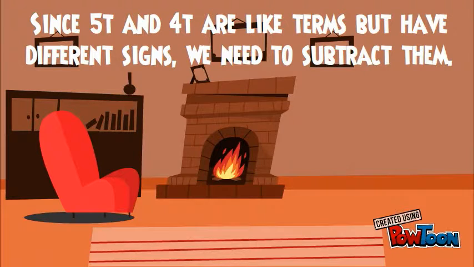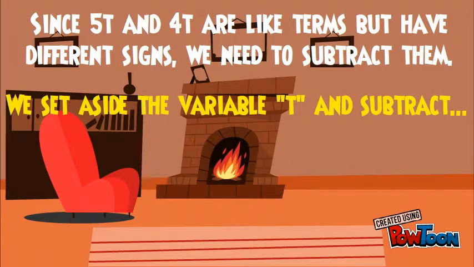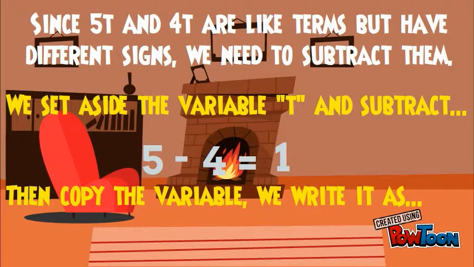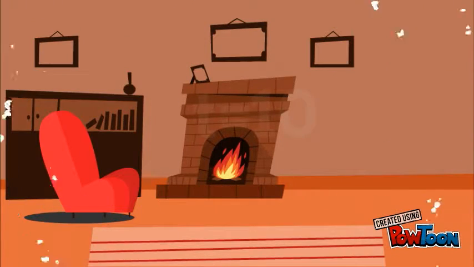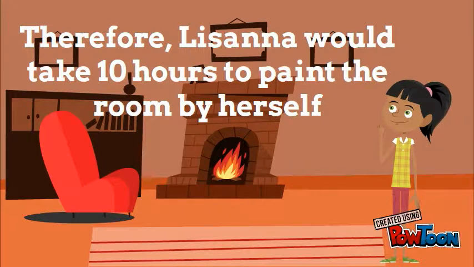Since 5t and 4t are like terms but have different signs, we need to subtract them. We set aside the variable t and subtract 5 and 4, and the answer is 1. Then copy the variable. We write it as 1t, or just simply t. T is equal to 10. Therefore, Lisanna will take 10 hours to paint the room by herself.